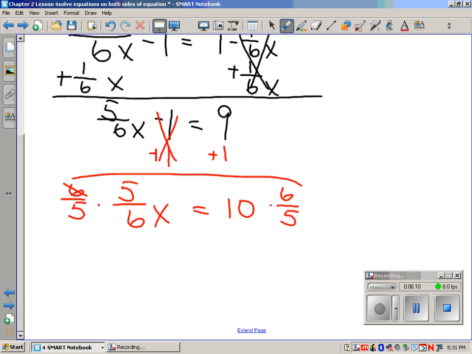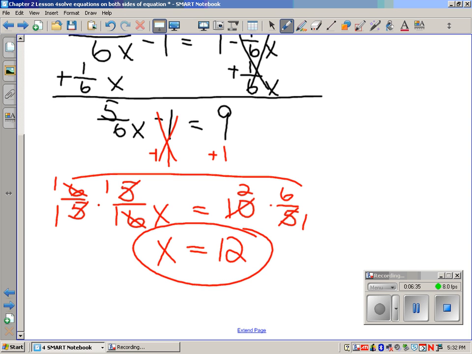Okay. These all cancel out to 1s. This is again our x. And then you can put in a calculator 10 times 6 divided by 5. Or you can take your 5, divide it into 10 over here. We have 1. So 2. So 2 times 6 is 12. Okay. Once again, if you'd like to double check, plug it in all the way up to the original equation, and you would find out that the x does equal 12.